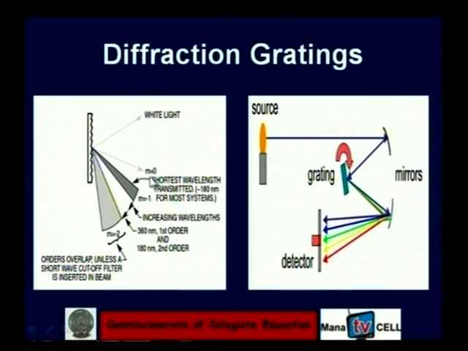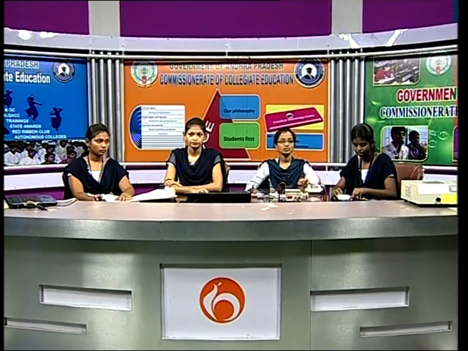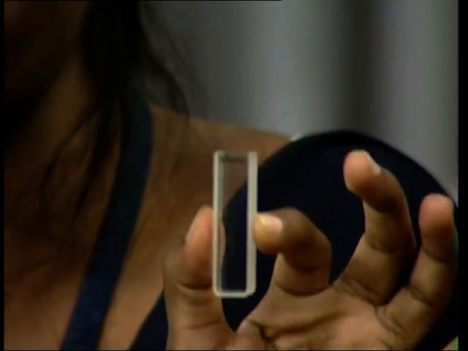The next one is sample holders. Dear friends, while coming to the sample holders, as we said earlier, sample holders are usually known as cuvettes. These cuvettes are generally made up of quartz. Here this is the cuvette. By placing the sample solution into this cuvette, we can observe the radiation which the substances are going to absorb.